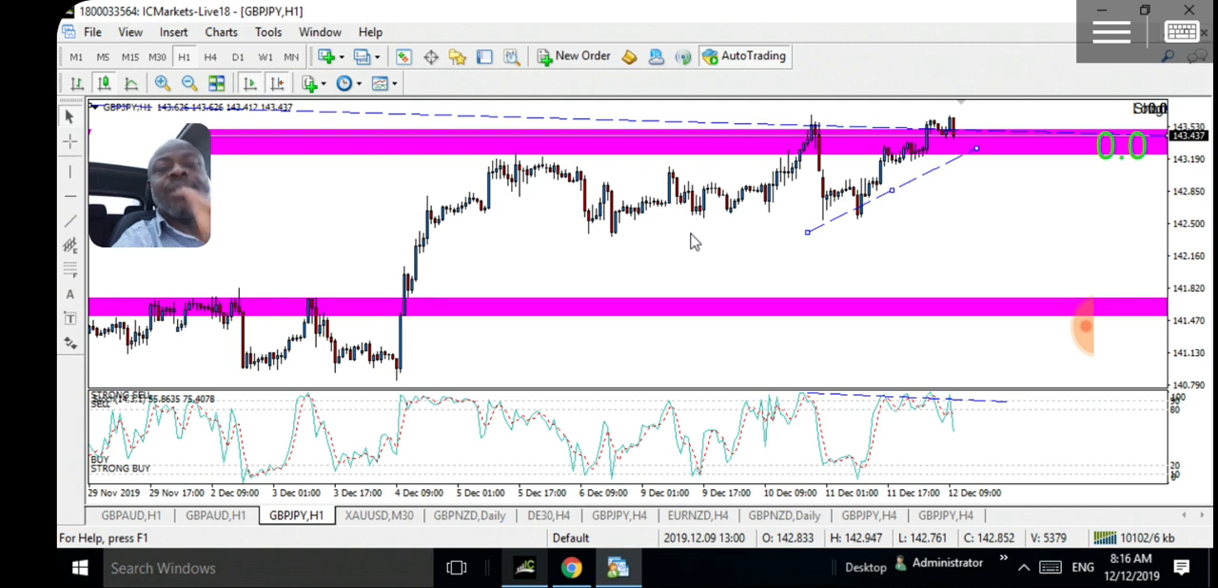Listen guys, I used the same strategy over the last couple of days, and I made over 250 pips just trading GBP AUD. That was an amazing trade. I put most of the screenshots in my Telegram group, and I'm going to leave that link below.